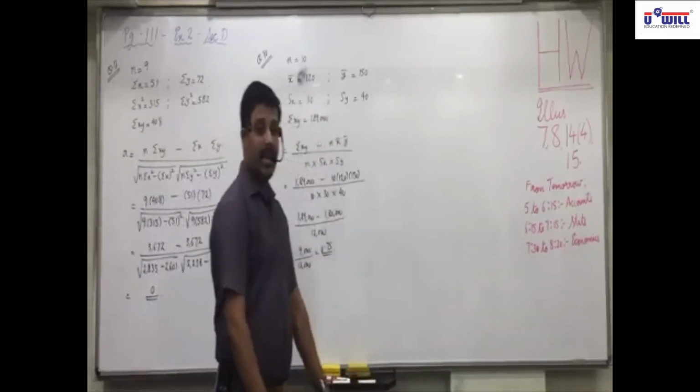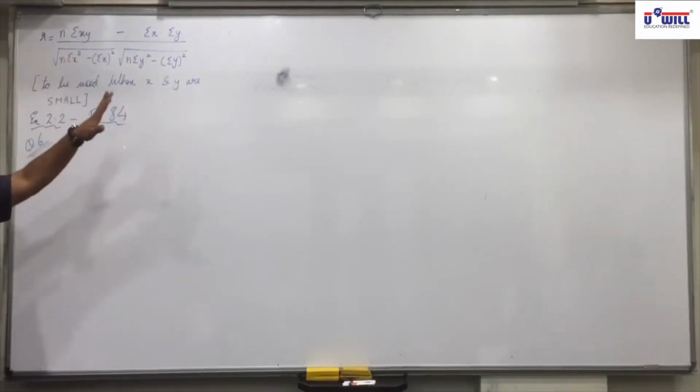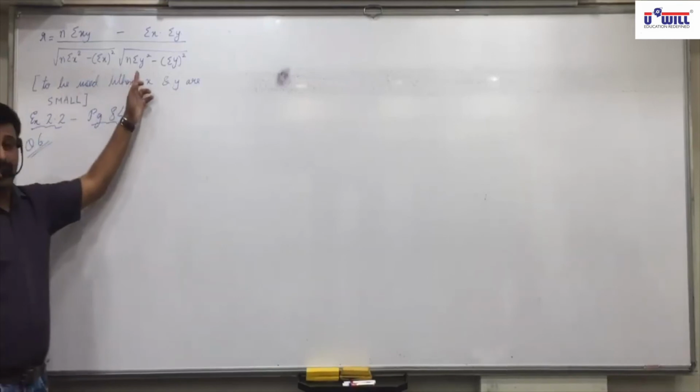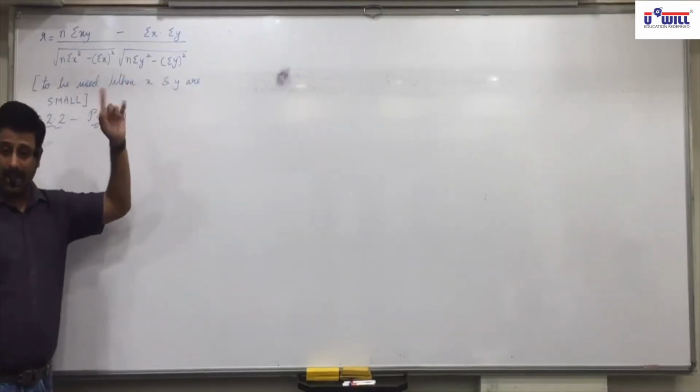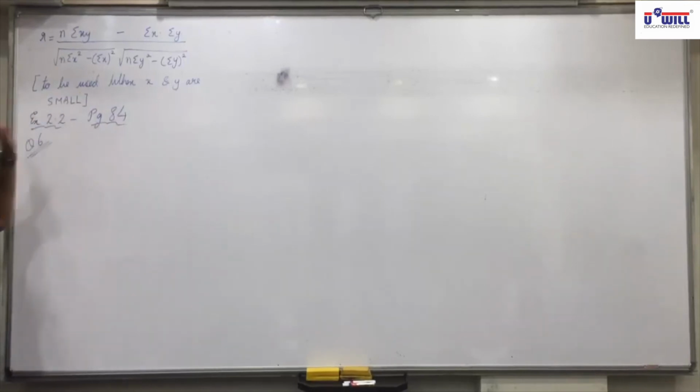So all of you are clear with this. Small values questions, we repeat again this 4th formula: n sigma xy minus sigma x into sigma y, upon square root of n sigma x square minus sigma x whole square, into square root of n sigma y square minus sigma y whole square. This formula will be used when the values of x and y are small. Small means up to 20.